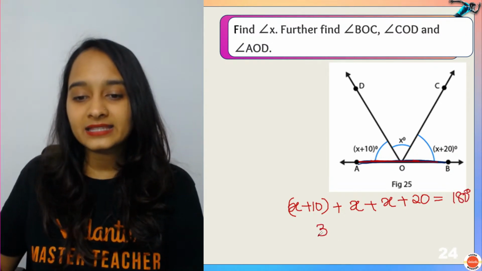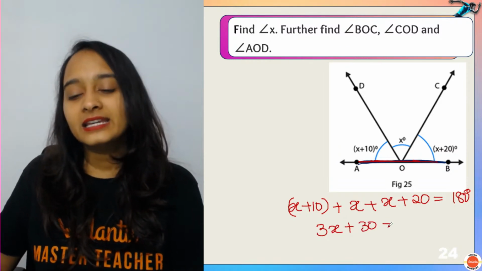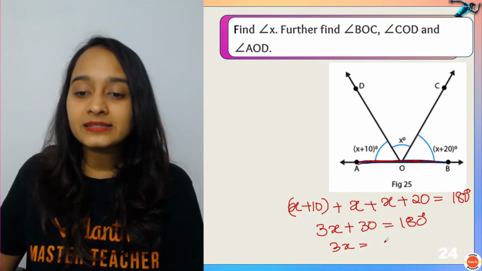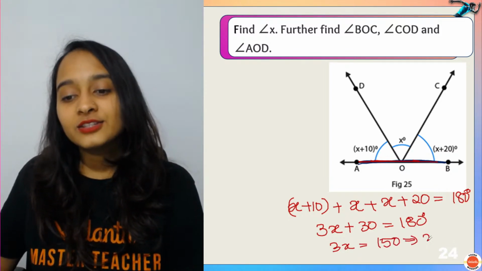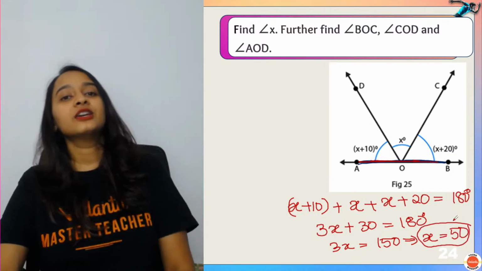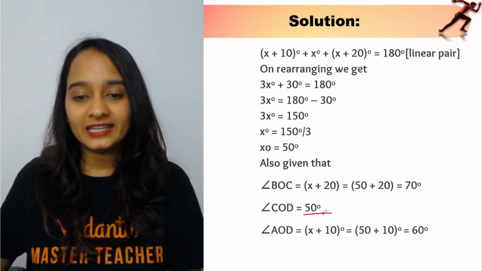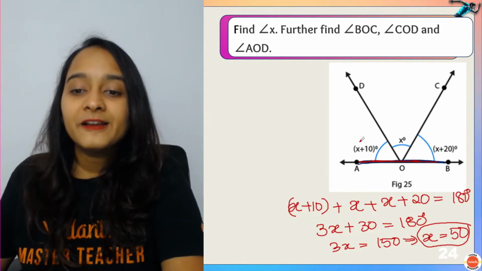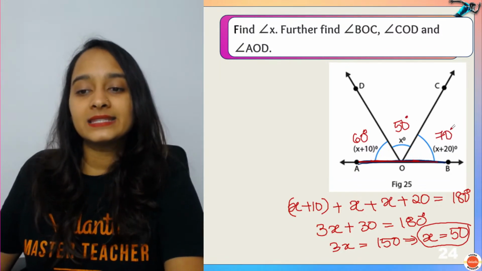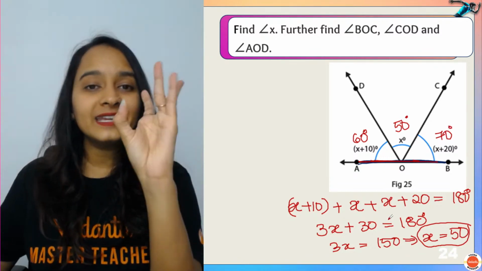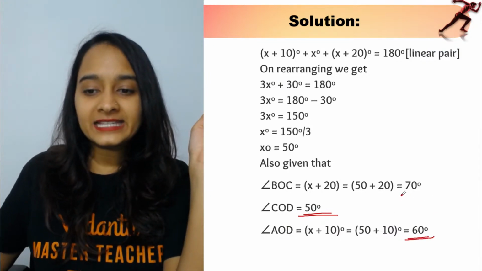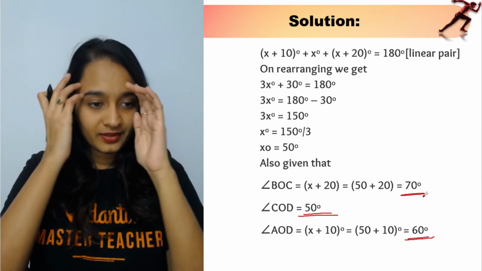X plus x, 3x plus 30 is equal to 180. So your 3x is equal to 180 minus 30, which is 150. So your x is equal to 50 degrees. So what is the value of your x? Your x is equal to 50 degree. How do you find the remaining angle? 50 plus 10, 60. 50 plus 20, 70. So what are the angles? 50, 60 and 70. All good?